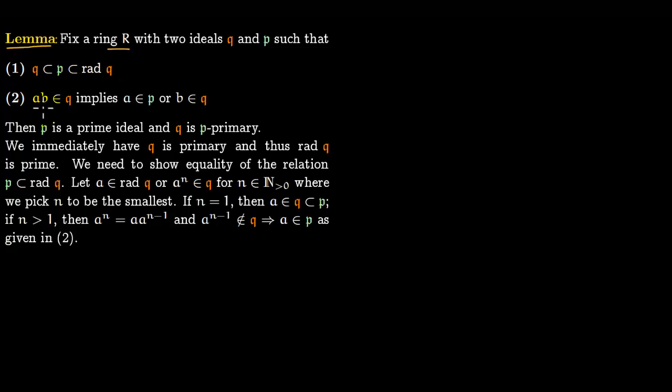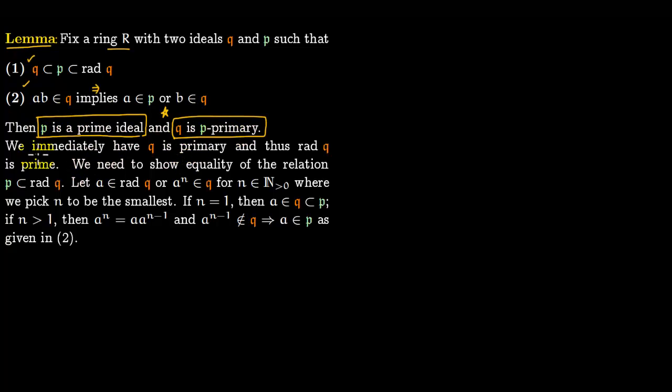And number two is that if A times B lies in Q, this implies that A lies in P or B lies in Q. So if these two conditions hold, then P is a prime ideal, and Q is P primary. So this is an important characterization of an ideal. So let us prove this.